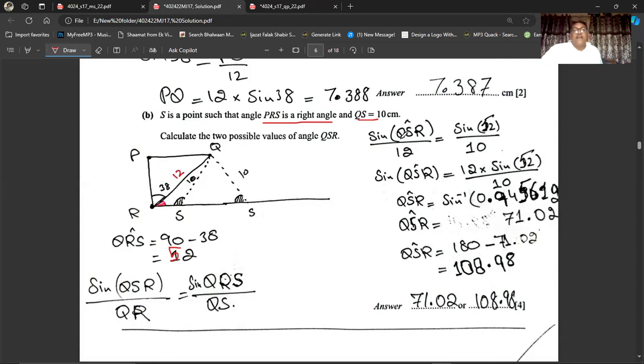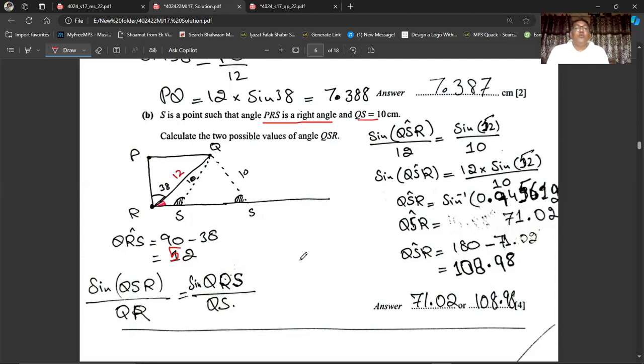So for the sine of QSR, this is an ambiguous triangle. I hope you have studied what ambiguous triangles are in your topic where you have studied the sine rule. The QSR angle I want to find out, the side opposite to it is 12, sine of 52, divided by the side opposite to it, which is 10. So sine of QSR will be equal to 12 multiplied by sine 52 divided by 10. So QSR will be the sine inverse of that. When you enter this in your calculator, you get 0.94561. When you take its sine inverse you get 71.02.